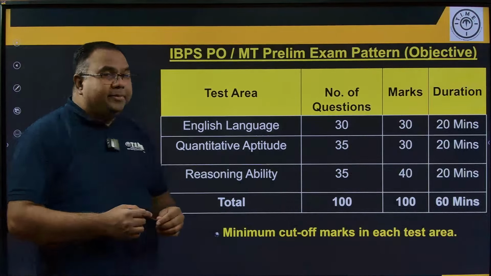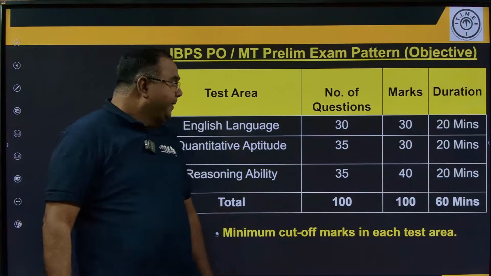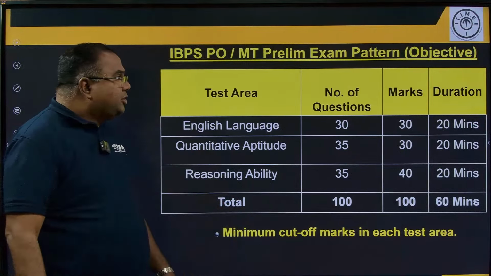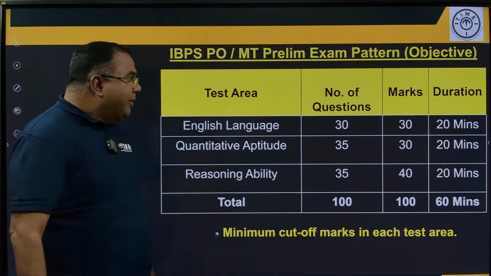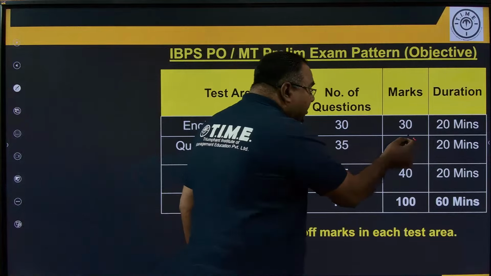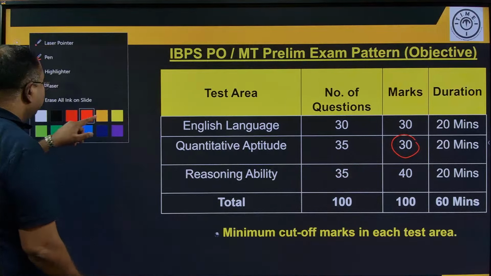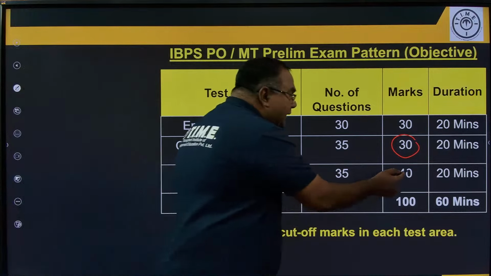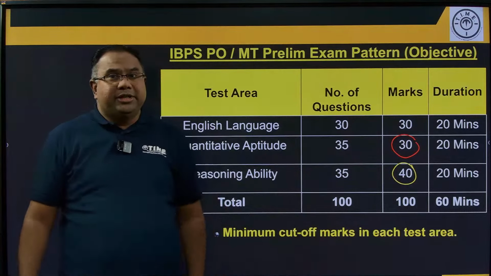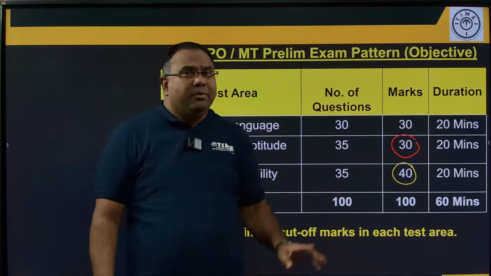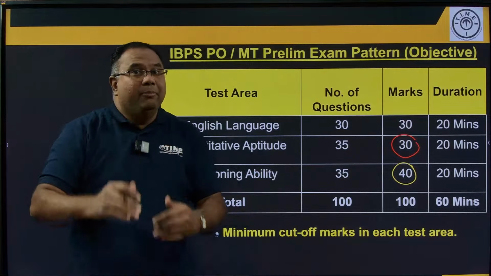Now this is the paper pattern. There is a change in paper pattern, not in terms of questions, but in terms of marks allotted. English language: 30 questions, 30 marks, 20 minutes. Each section is separately timed. Quantitative aptitude: 35 questions, but marks allotted are 30. Then reasoning ability: we have 35 questions, marks allotted are 40. So clearly you can see reasoning is a game changer. Those who are very good at reasoning, marks are also on a little higher side, so you should definitely be able to get into the merit list.